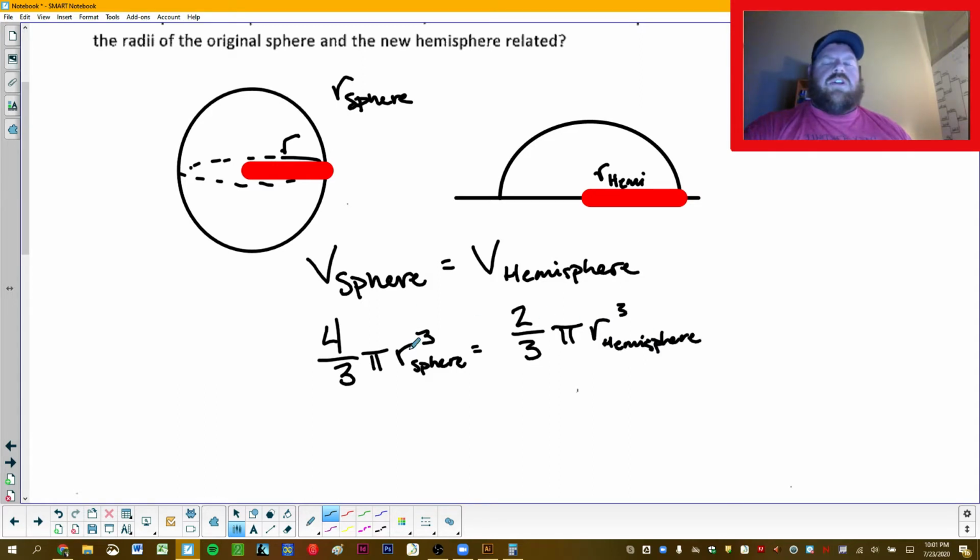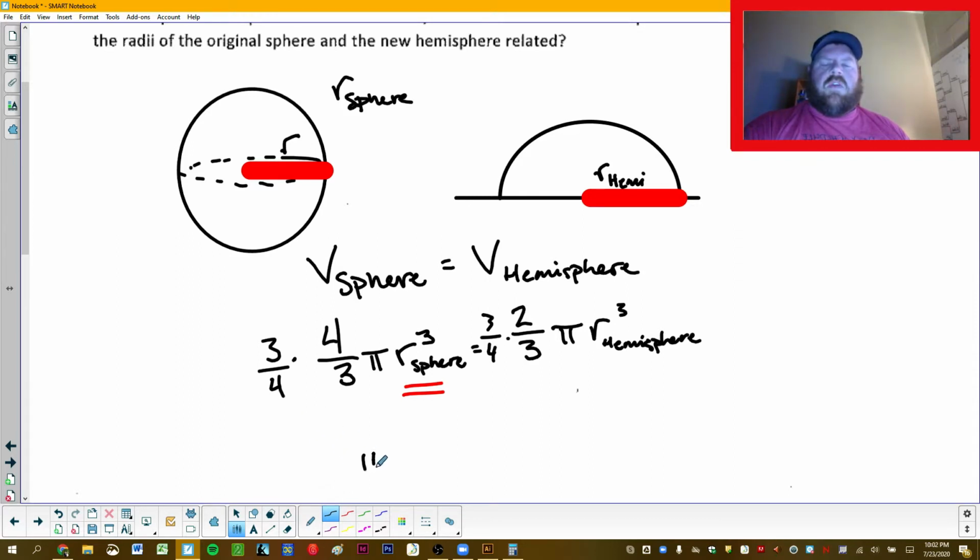Okay, I want to show the relationship between these two radii. So what I'm going to do for that is I'm going to pick one, solve for it, and go from there. I'm going to solve for this one. This will be my objective. So I'll start off by multiplying by 3/4 on both sides. And let's just see what that gives us.